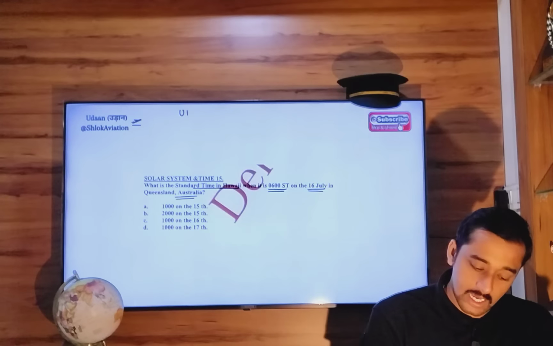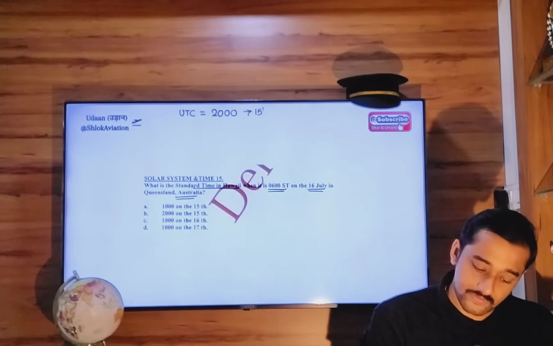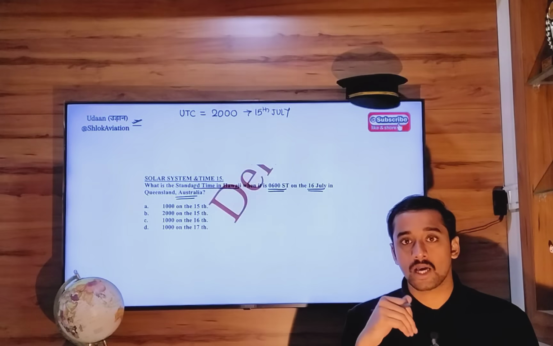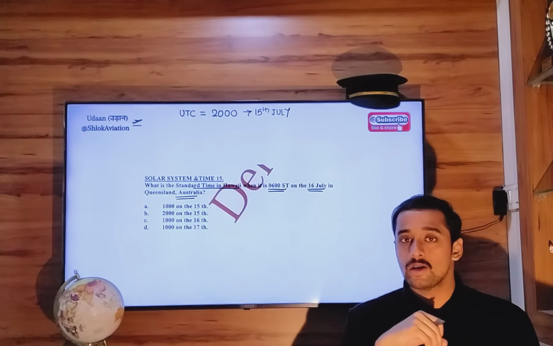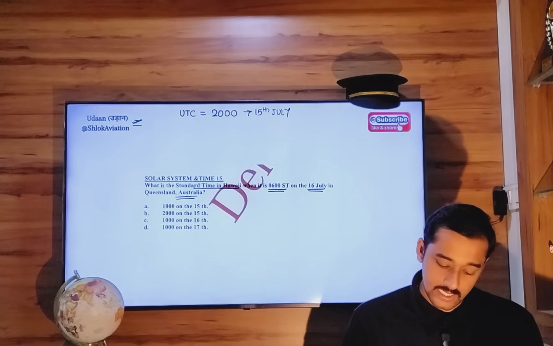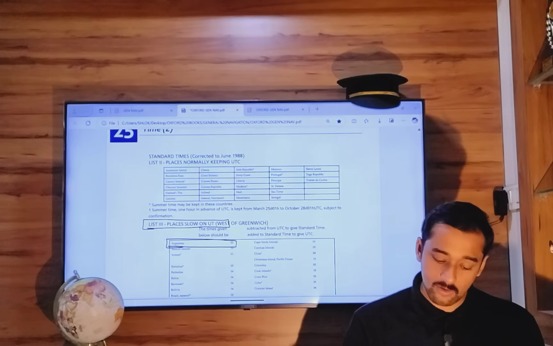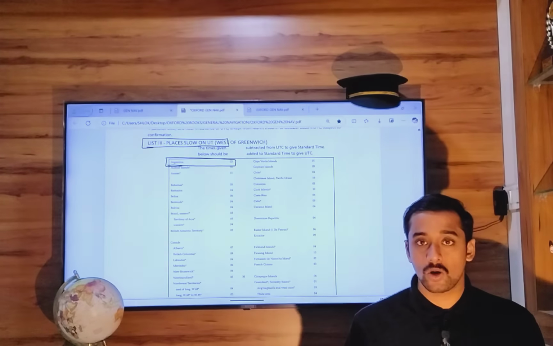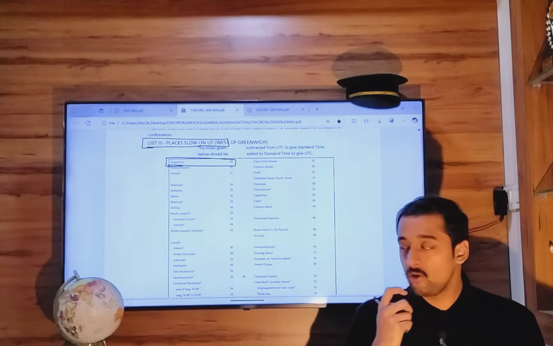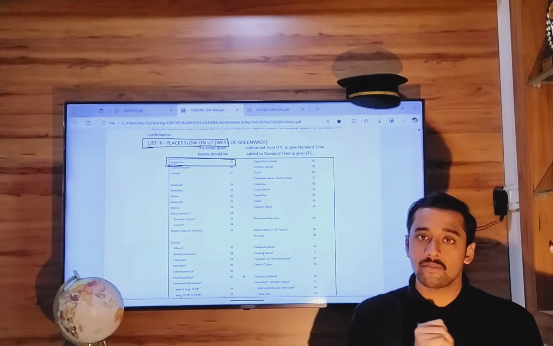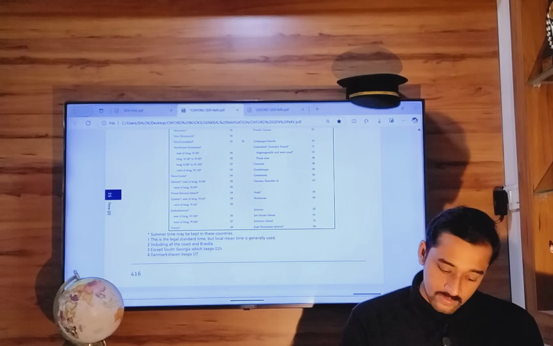Now using this UTC time, we will find the standard time in Hawaii. What is the UTC time? 2000, and the date is 15th of July. Hawaii is a place which is to the south of US, and US we all know is to the west of UTC. So we will use table number 3, which has a list of places which are to the west of the prime meridian and therefore slow on UTC, meaning running behind in time compared to UTC time.